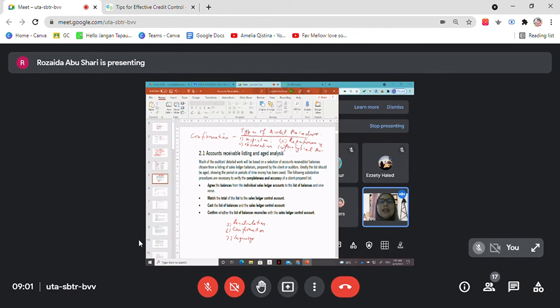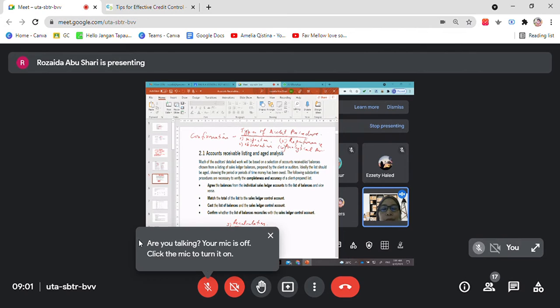So these are the types of audit procedures that you are going to use when you perform the audit on the item in the financial statement. The most important in the account receivable is the confirmation. So to whom does the auditor need to confirm? To the individual account receivable.